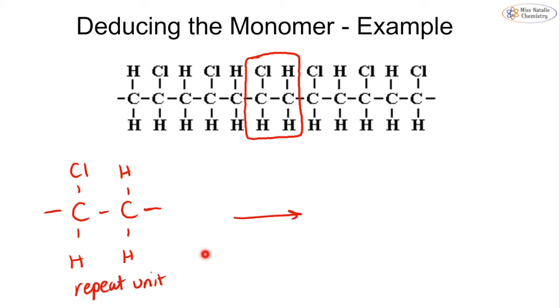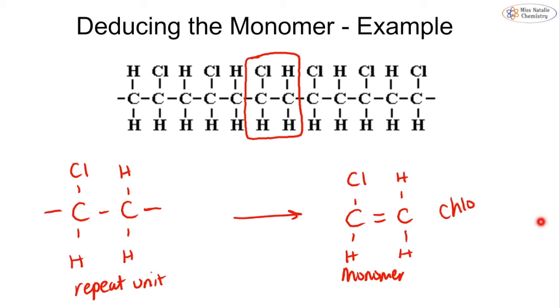So to go to my monomer, I remove those extension bonds and make that single bond into a double bond. And that we get a substance that looks like that, and this is actually chloroethene. So that's being able to deduce the monomer from the polymer.